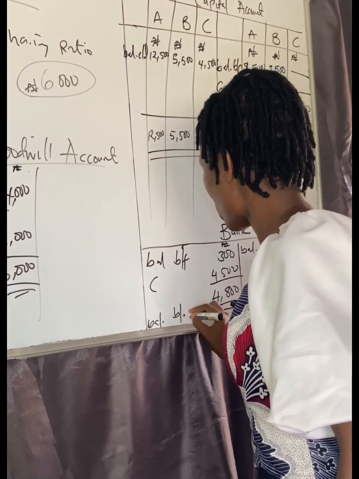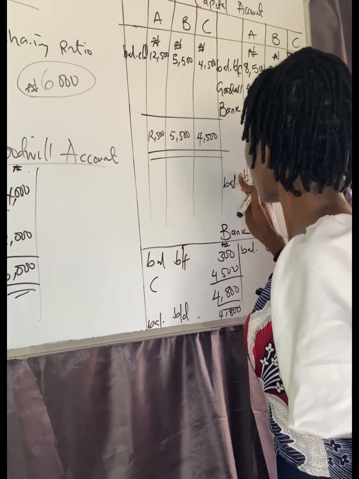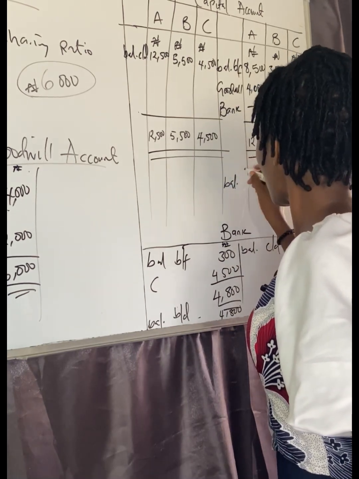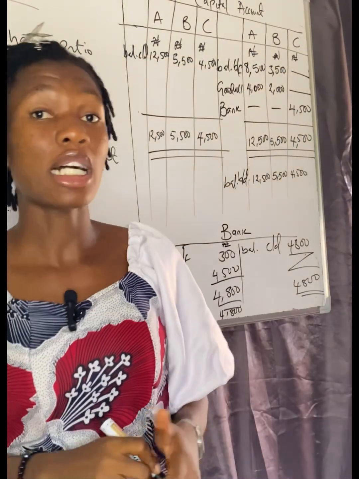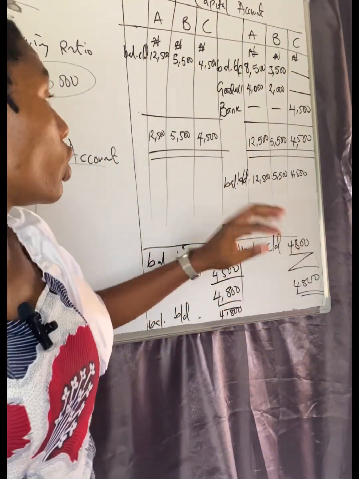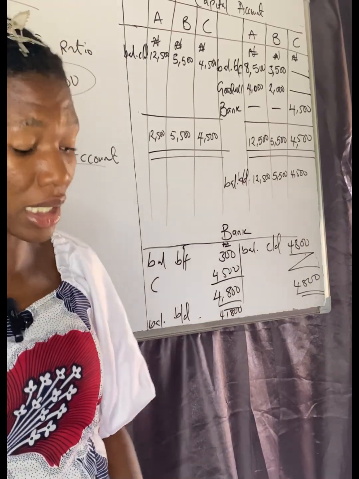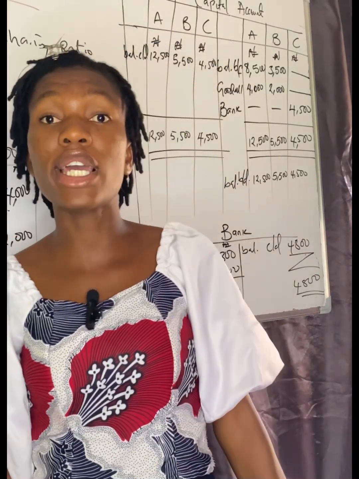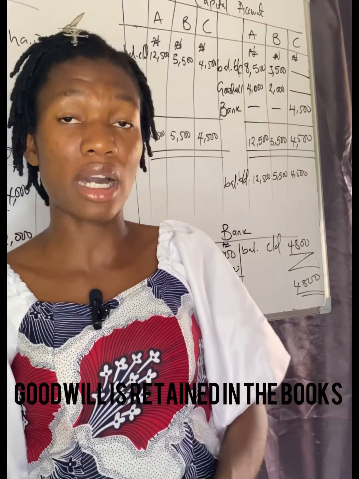This is our balance brought down, 4,800. Balance brought down. After we have already made this adjustment, we'll be having a balance of what? 4,800 for our bank. Like I said, this is a situation where, in the first instance, goodwill is retained in the book of account.